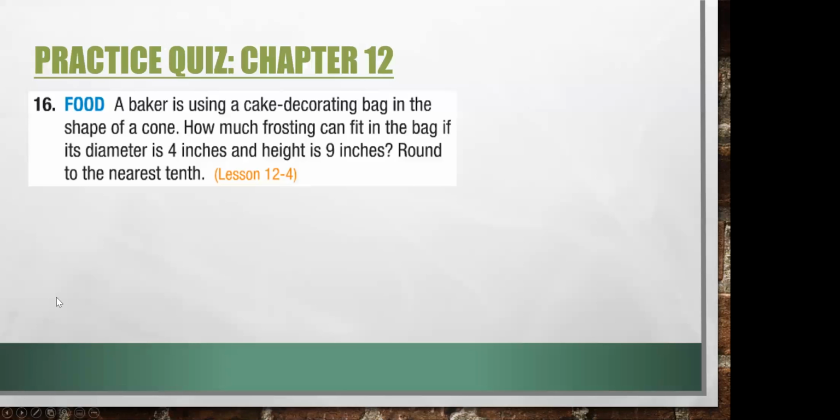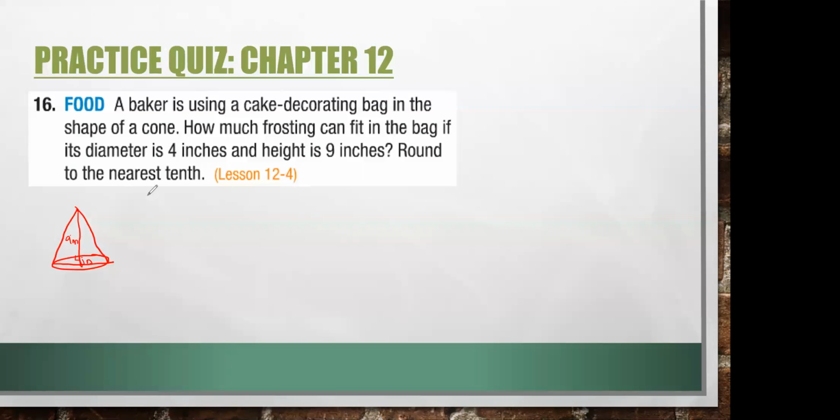Okay. So here it says a baker is using a cake decorating bag in the shape of a cone. How much frosting can fit in the bag if its diameter is 4 inches? So let me just draw the cone here. Okay, so the diameter is 4 inches. Okay, so all of the way across is 4 inches. And then the height is 9 inches. Okay, and then it says to round to the nearest tenth.